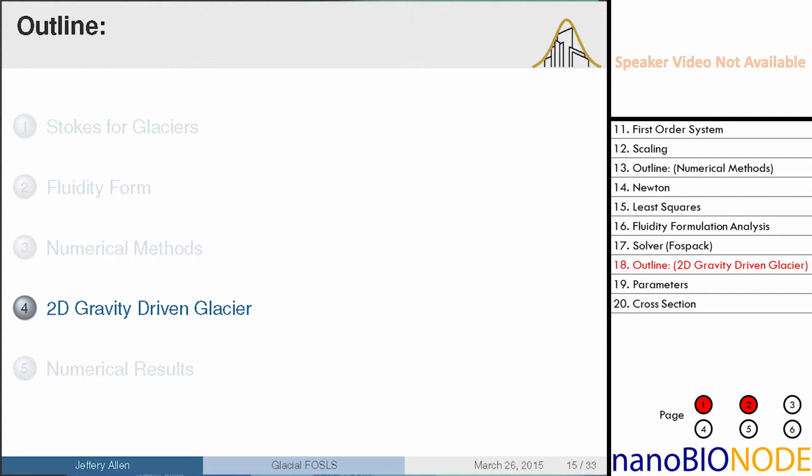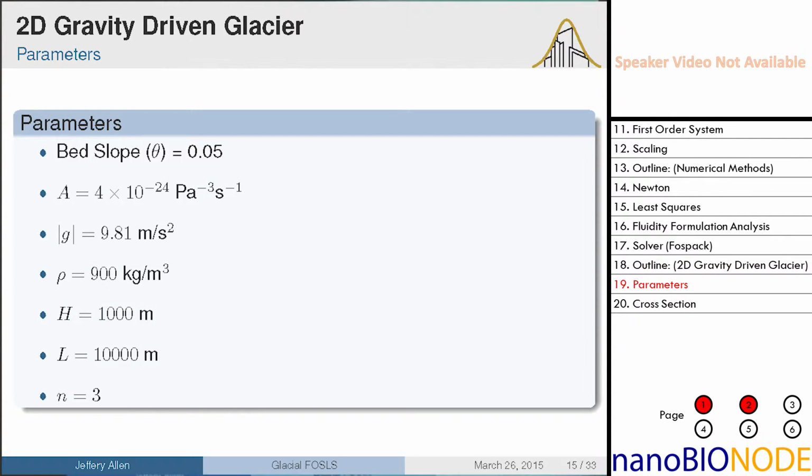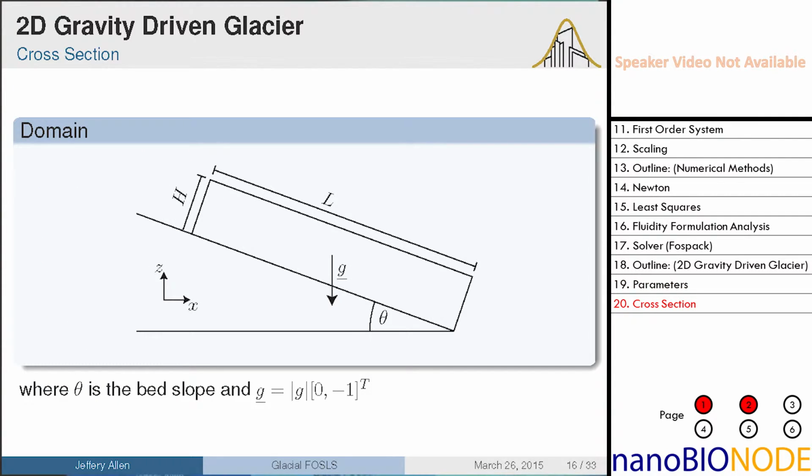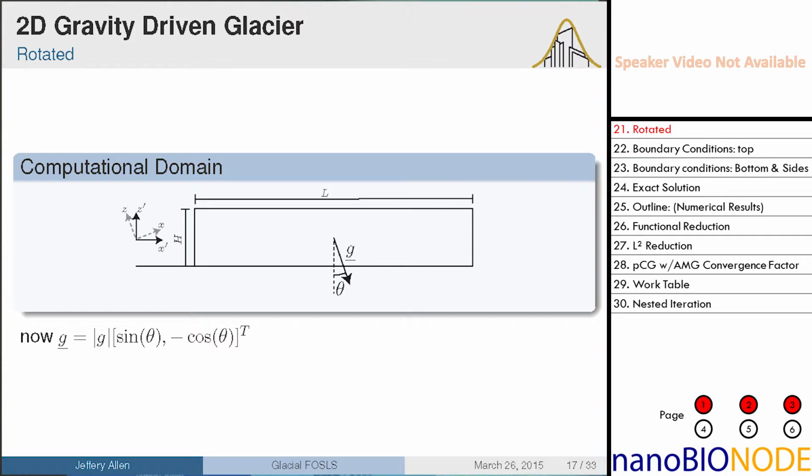So let's talk about that 2D model, the very, very simple 2D model. Here's a list of parameters if you ever want to reproduce this. But our model is basically a big slab of ice flowing down a hill at a constant angle. Now, the slab of ice is infinitely long, and the hill is infinitely long, which will give us a lot of cool properties. To make our lives even easier, we simply just rotate the computational domain, and now we're solving on a rectangle, and everyone likes to solve on rectangles.